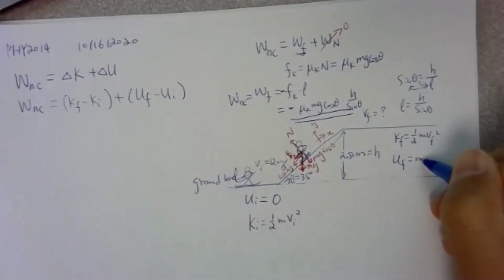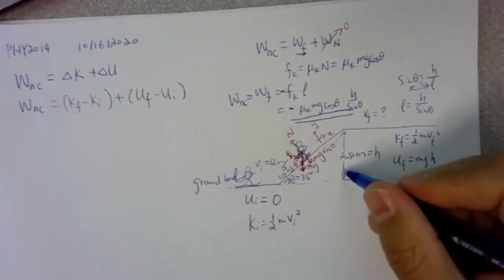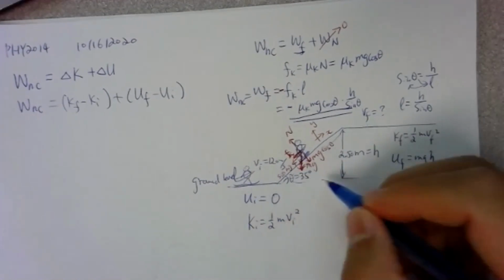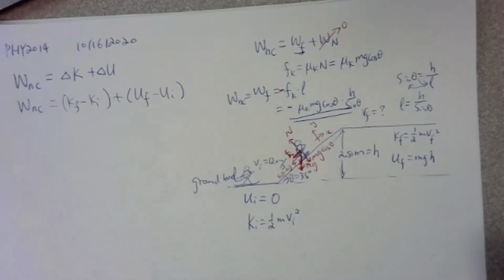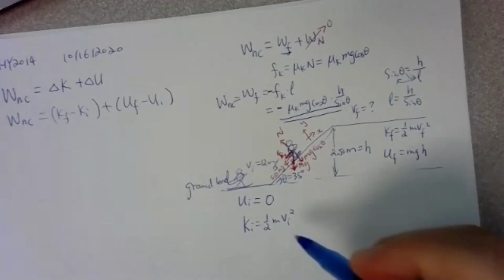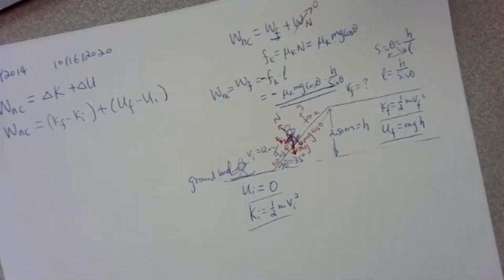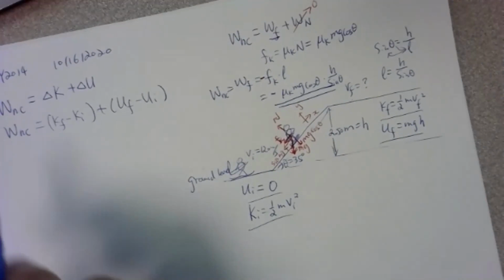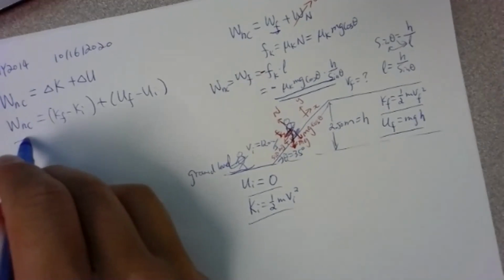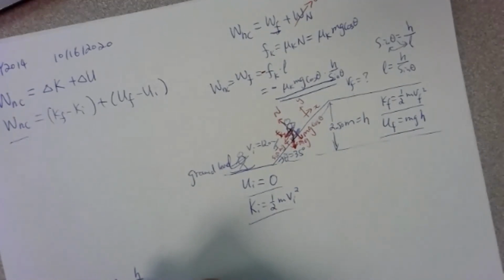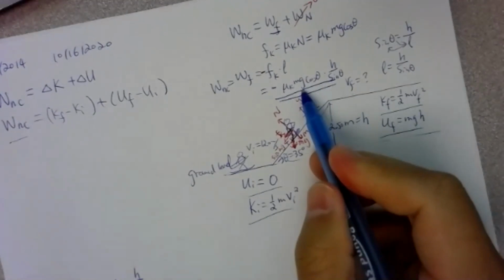U final is then mgh. So that's the final vertical position, h over the ground level. So mgh. Okay, so you have those four terms identified. Now you can set up the equation starting from there. So for this one, it's minus mu k mg cosine theta times h over sine theta, which is basically that term.